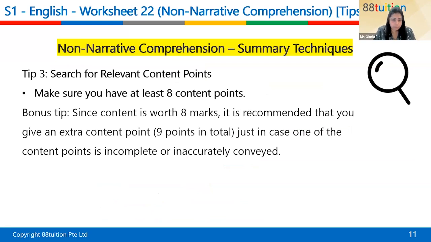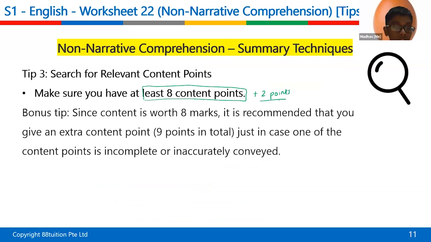Mother, can you read this? Tip 3. Search for relevant content points. Make sure you have at least 8 content points. Bonus tip. Since content is worth 8 marks, it is recommended that you give an extra content point, 9 points in total, just in case one of the content points is incomplete or inaccurately conveyed. I would say don't give 9 points, give at least 10, so that you can do better.